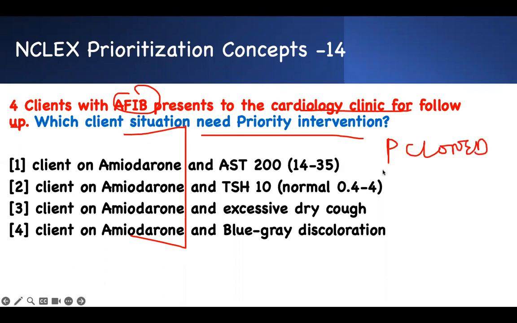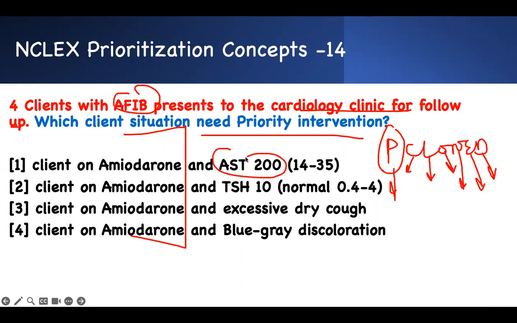P is pulmonary fibrosis. C is cardiotoxicity. L is liver toxicity. O is basically optic neuritis. N is neuro. E is what? Endocrine. D is dermatitis. That's all. Which one is number 1? It is P. When you are on amiodarone, you'll be cloned. P, clone. Pulmonary fibrosis means you are being cloned.